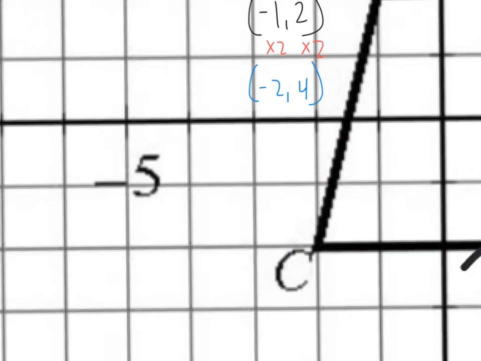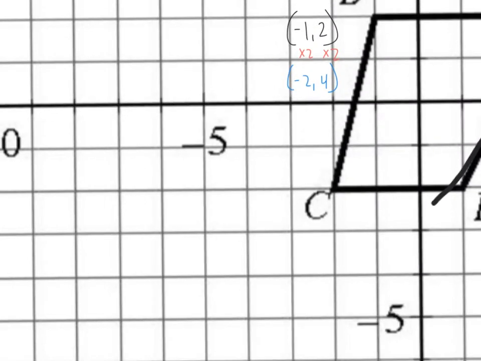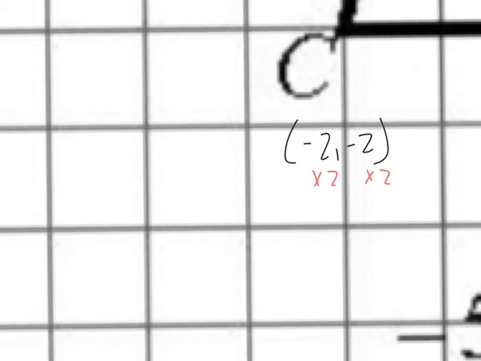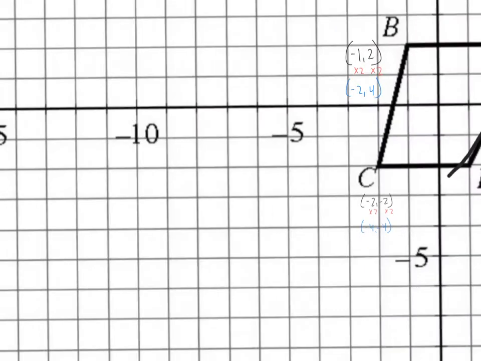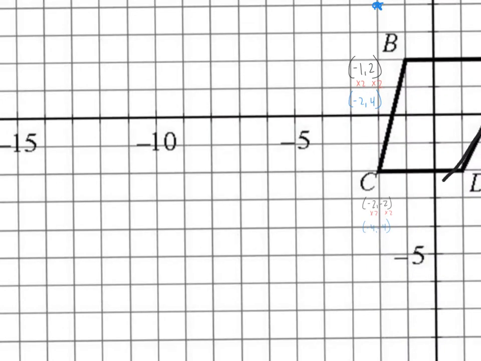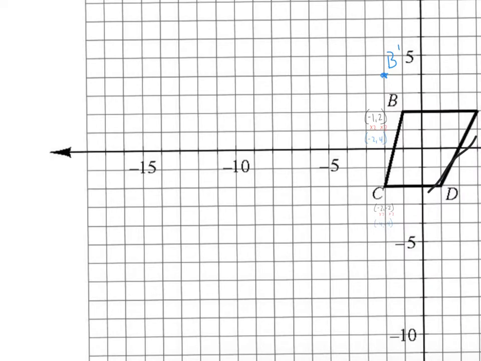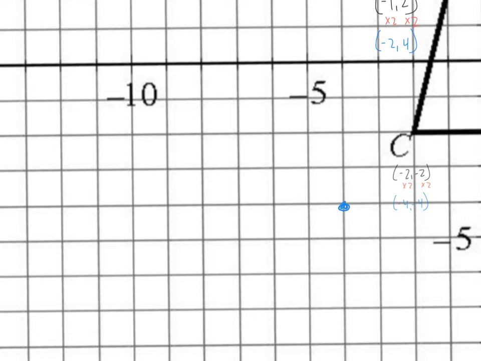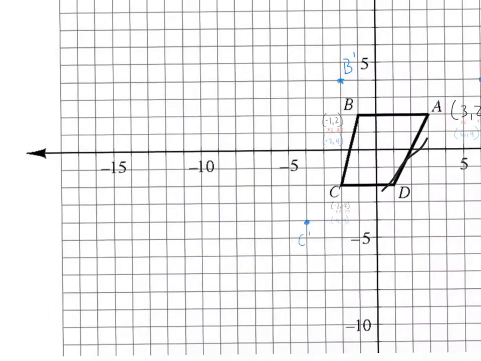Then I'm going to continue my work down here for point C, and point C we said was at the point (-2, -2). I'm going to also multiply each of those coordinates by 2, and in doing so, that's going to give me (-4, -4). I'm going to plot that new point on here. So -4 would be located right around here, and that's going to be labeled as C prime, as that's my transformed point.